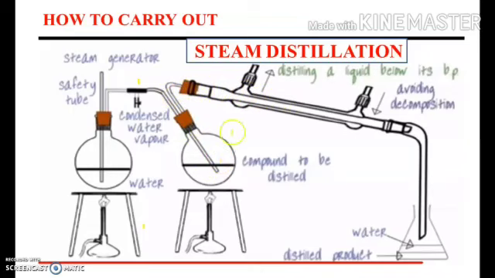Due to the water circulation, the water vapor and the vapors of the volatile organic compound condense to liquid, and both are collected in the receiving flask through this adapter. In the receiving flask, we can see two phases. Since the density of water is low compared to the volatile liquid, it is present in the upper phase and the organic liquid is present in the lower phase.